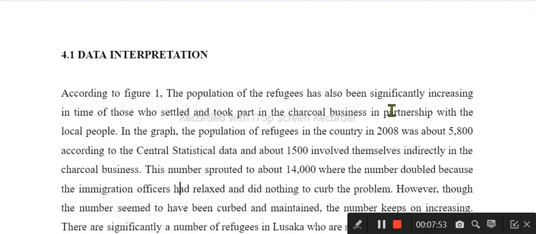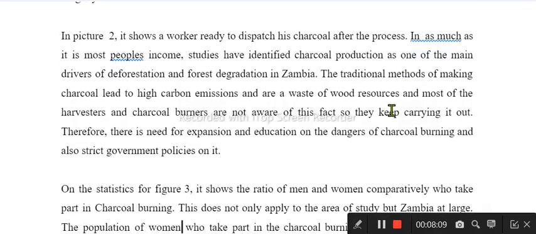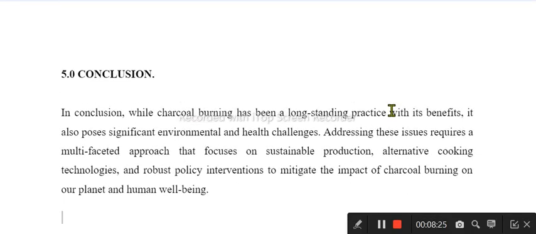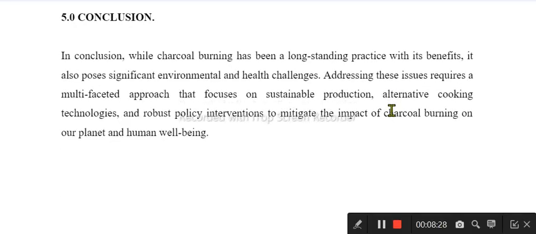Data interpretation. So you interpret the tables which you have written. So you say, according to this figure which you have written previously up there, according to figure 2, according to picture 1, which you've written in the data presentation part. So in your data presentation, you're presenting your data. In data interpretation, you're interpreting your data. Eish, I almost made a mistake. Almost bit my tongue.